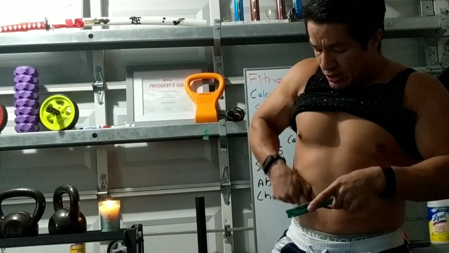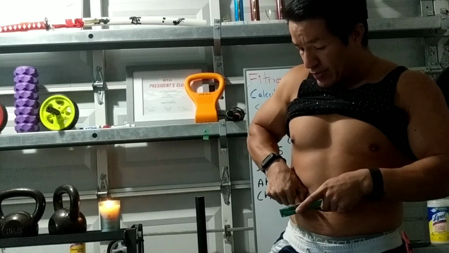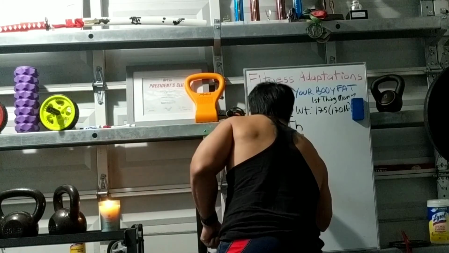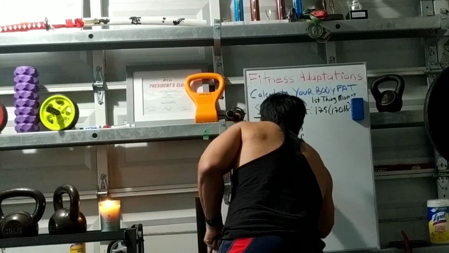Measure a few times to be sure, to make sure that you're getting the right measurement. Right, that one measured 13. So I'm going to go with 13.5. Abdominal, 13.5.